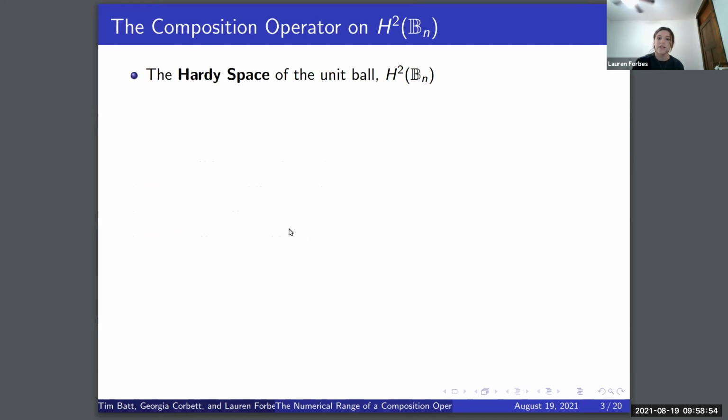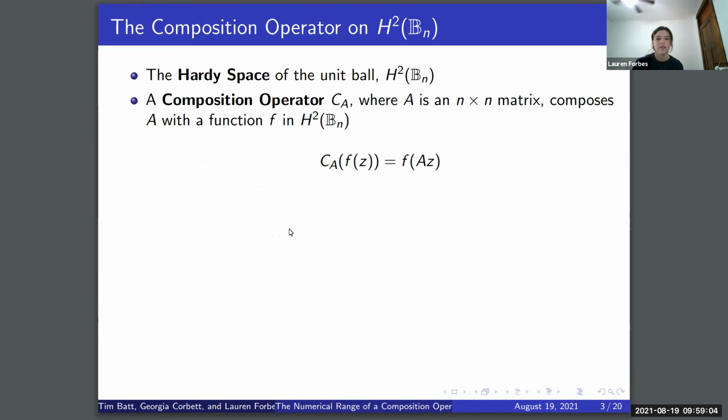Okay, so first thing to discuss when looking at the operator is what we're operating on. And here we're operating on the Hardy space of the unit ball. The Hardy space is a space of holomorphic functions, which basically just means that the functions are complex and differentiable. The composition operator, CA, composes a matrix A with a function F from within the Hardy space. This is done by the matrix multiplication of A with Z, the input vector for F.